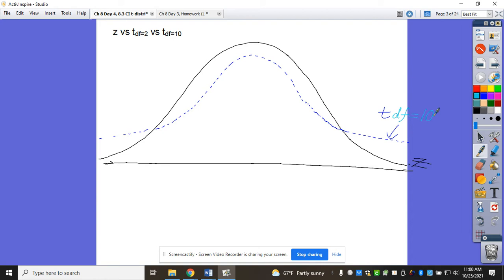So what do you notice about t versus z in the tail? T is taller in the tails, higher in the tails. What about in the middle? T is shorter than z in the middle. What's the whole area under a z curve? 1. So if I make it higher up here, can it be higher in the middle too? No.